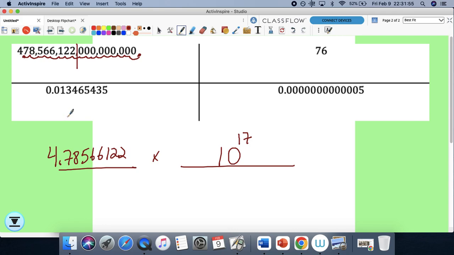And we stop after 2 because all the rest of them are zeros. And then if you multiply this times this, that's what you should get. Let's do the second one.